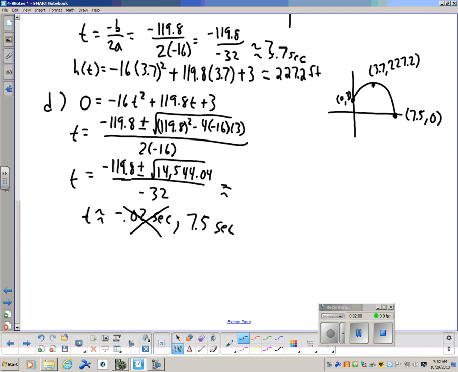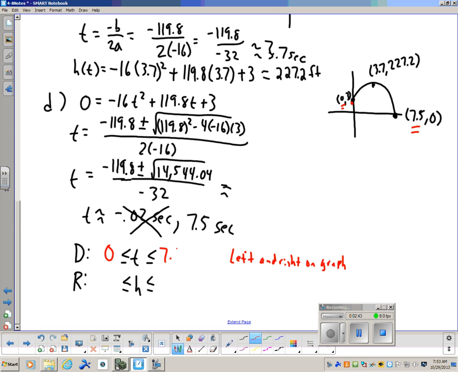So in part D, it asks for the domain and the range. The domain is all possible t values. So t is in between two values, and then the range has to do with the height, and that's in between two values. For domain, you want to look left and right on the graph, smallest value to the left and largest value to the right. The smallest value on the left for my t is 0, and the largest value for t is 7.5. So my domain goes from 0 to 7.5.